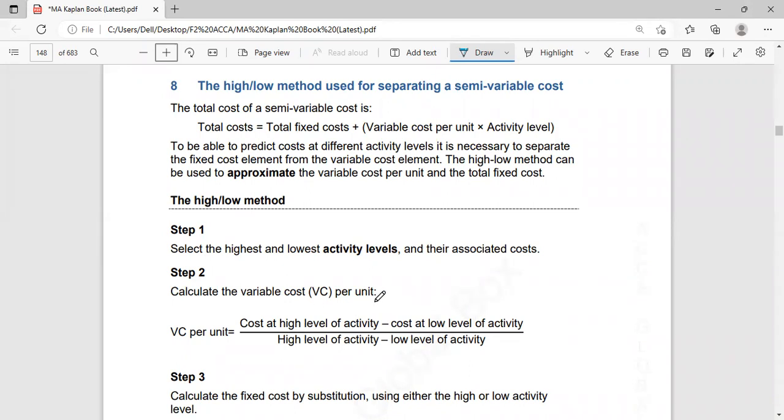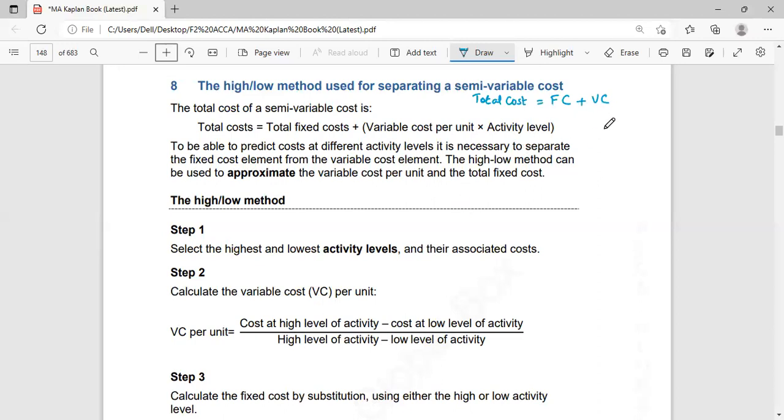Now, in today's class, we will talk about a method known as the Hi-Lo method, which is used to split that semi-variable cost into its fixed and variable element. Okay. Now, the formula for semi-variable cost would be what? It will be total cost is equal to total fixed cost plus variable cost, because semi-variable cost is a combination of fixed cost and variable cost, right?